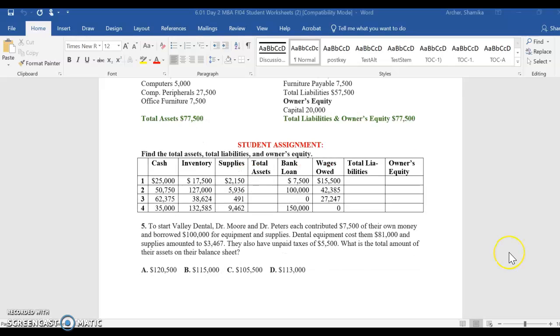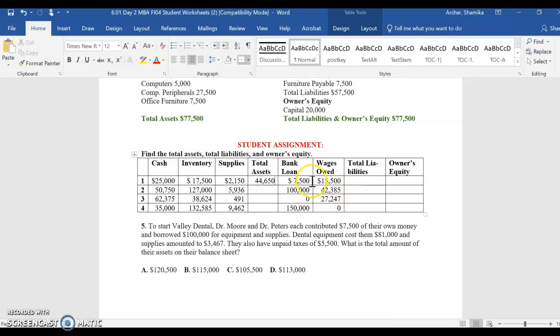The first part of the assignment down here, you're looking at finding the total assets, liabilities, and owner's equity. They have you looking at cash, inventory, and supplies. I'm going to work the first couple of ones with you. They're telling you that cash is $25,000, inventory is $17,500, and supplies total $2,150. You're adding all of those up, and your total should be $44,650.